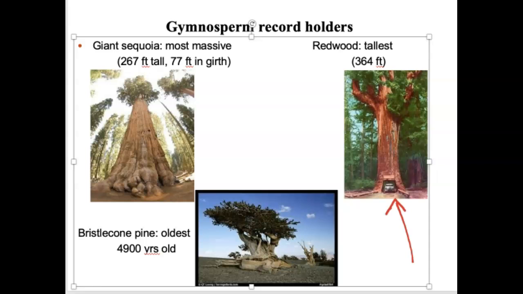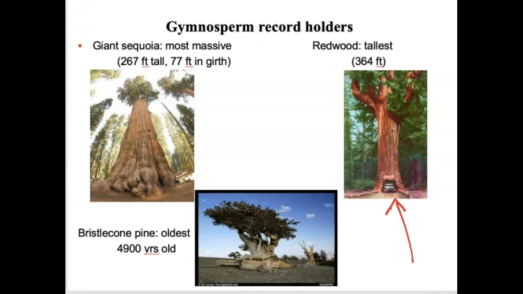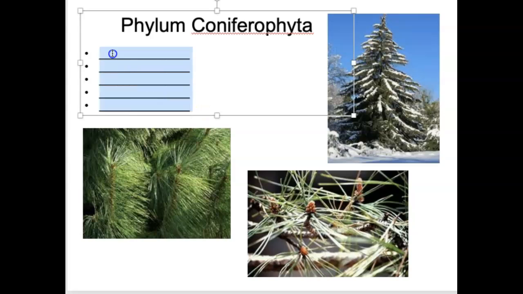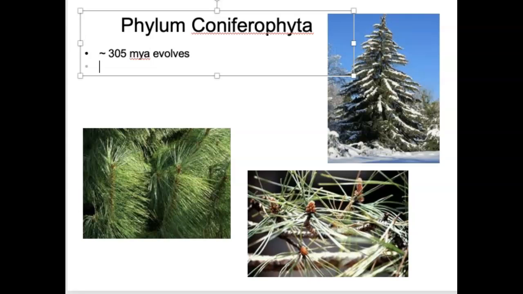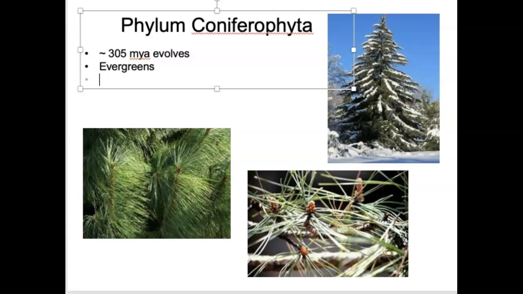So, okay, let's take a look at phylum Coniferophyta and figure out what the key things are here. Well, this group evolves roughly 305 million years ago. So this is when we see conifers appearing on Earth. In general, we call them evergreens, but that's not a real good term. It's okay, but it's definitely not scientific.